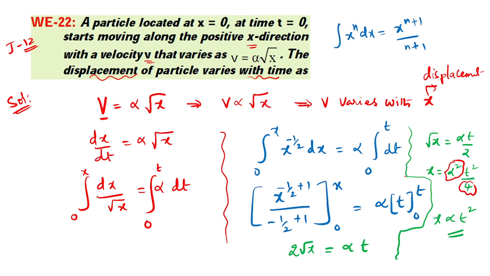So we can avoid them. I am writing the relation here: x is directly proportional to t square. So how will displacement vary? Directly proportional to t square. Yes or no? So is the calculus method useful or not?